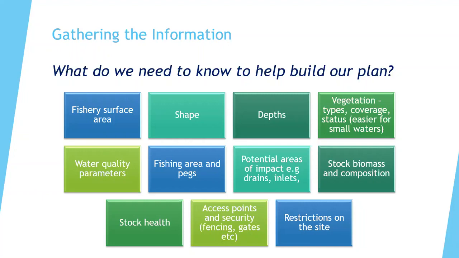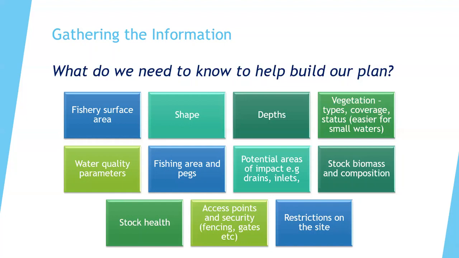Then we need to look externally to that. Have we got any areas of impact? Have we got any drains running through the site? Have we got any inlets that we might need to be aware of? Does that limit any of the restrictions we've got on the site as to what we can and can't do on there? Tied in with that, is it got any designations on it? Is it a triple SI? Is it an SAC? Is it an SPA? There's lots of things we need to be gathering information on to form our plan.